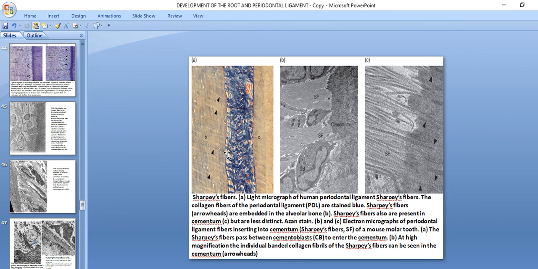This is a light micrograph of human periodontal ligament. This is the periodontal ligament, this is the alveolar bone, and this is the cementum.